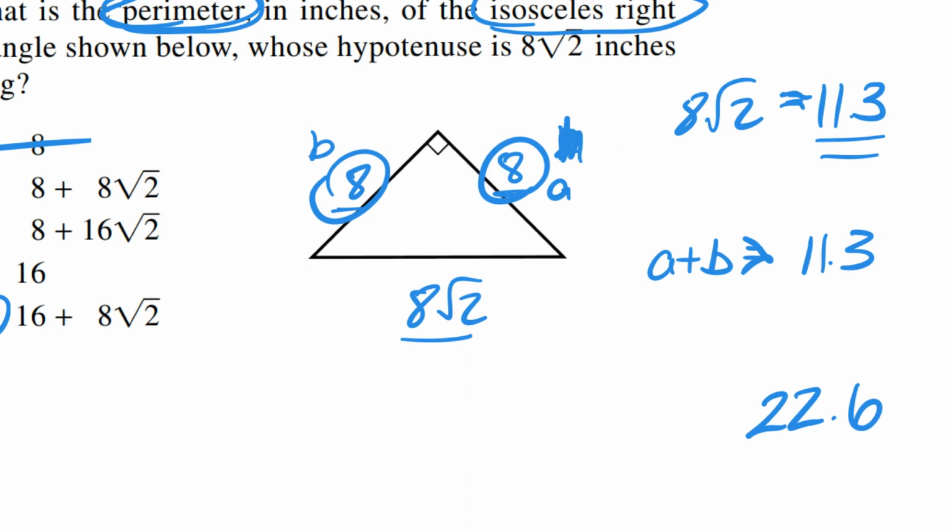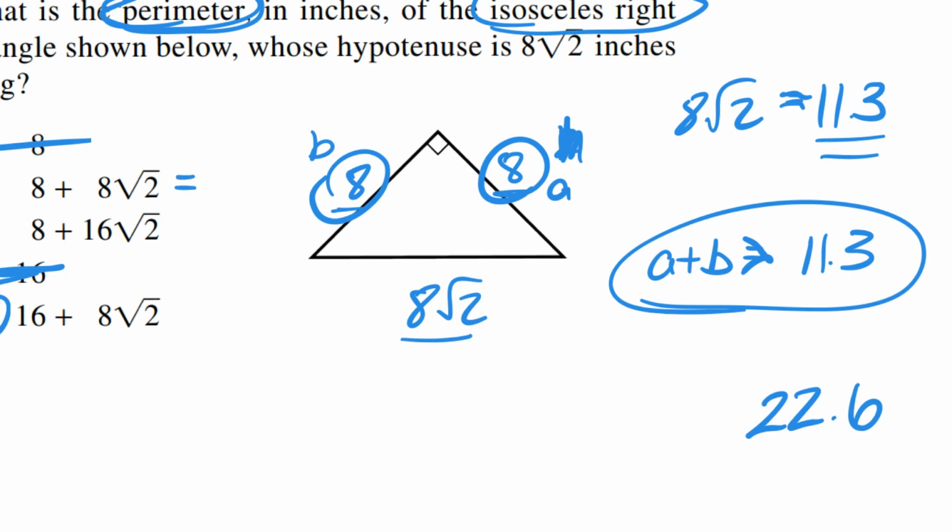So as we look at these answers, the bare minimum is going to be 11.6. They've got to be bigger than that. Well, 16 is lower than that. I just put it in my calculator. 8 plus the square root of 8 plus 8 square root of 2 is equal to 19. Doesn't matter, it's too small. And then if we put into our calculator 8 plus 16 square root 2, it does come out to 30. So that's at least a viable answer.